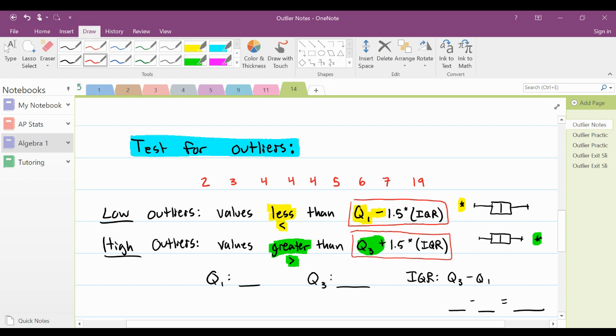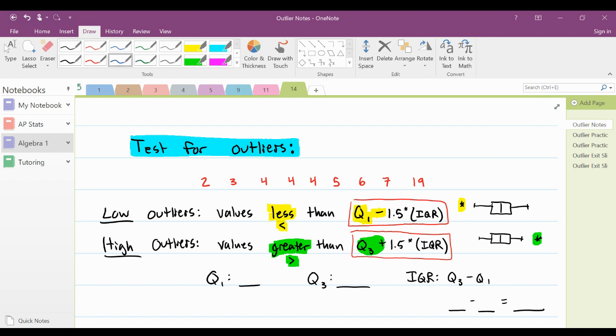High outliers are values greater than our Q3 value plus 1.5 times the IQR. So that 1.5 times the IQR is consistent with both of them. It's either Q1 minus that for low outliers or Q3 plus that for high outliers. So any number bigger than that is a high outlier. In our data set, we're going to find these values and see, is 19 really an outlier, or is it just a pretty big number?